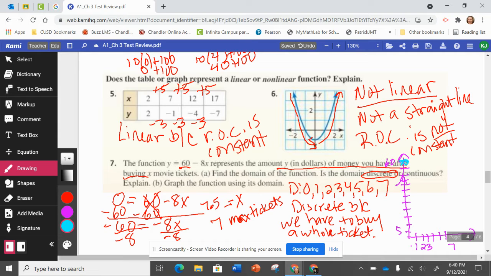So what would 7 tickets be? 60 minus 8 times 7. That's 60 minus 56. So that would be $4 left. So $4 and 7 tickets is roughly right here. And so we would go through and find all of those values in between, and they would all be dots. They are all dots because this is, again, discrete. Discrete means we can't connect the dots because we can only have whole tickets.